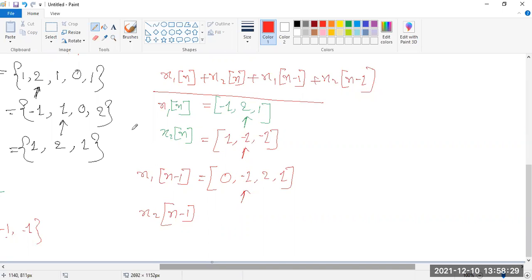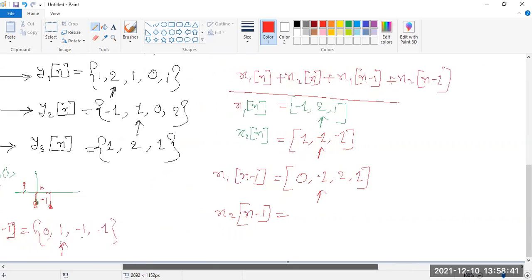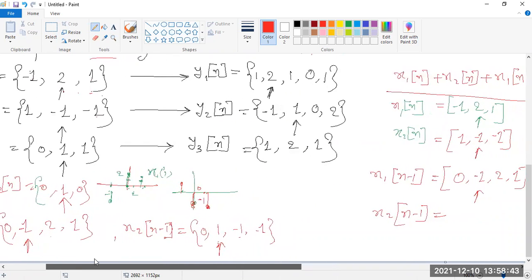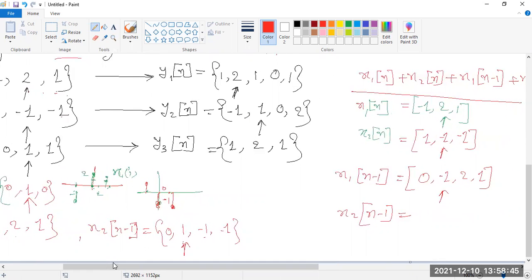Okay guys, and this is x2[n]. You can put the value, what is x2[n]? 0, 1, that is 1, -1, that is -1.